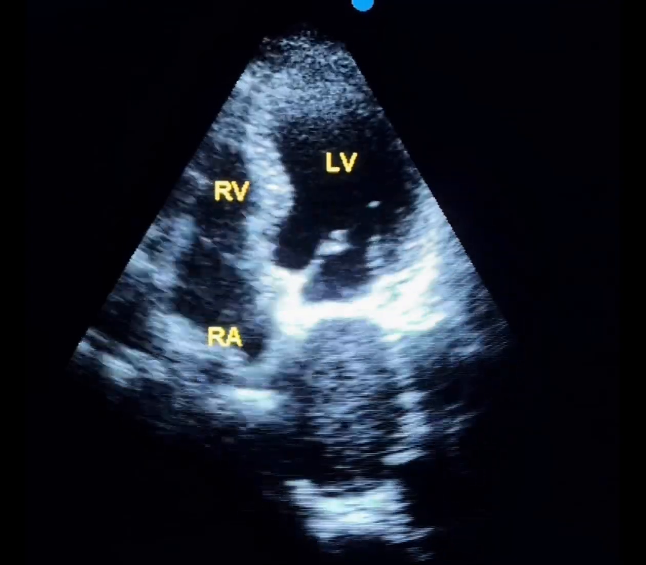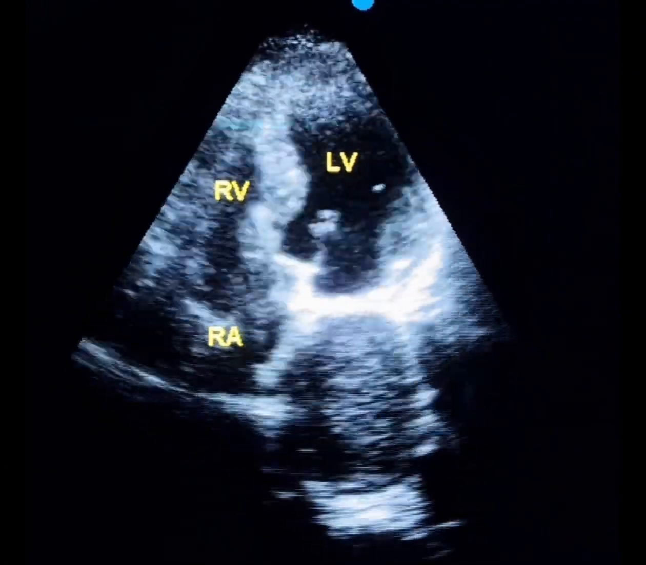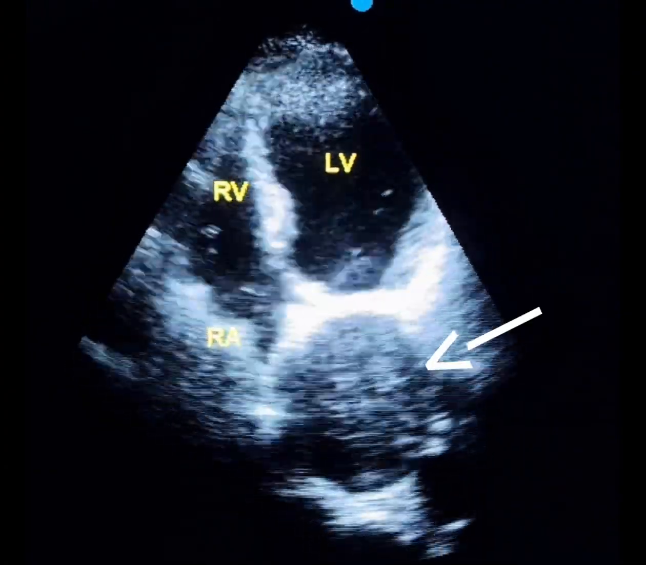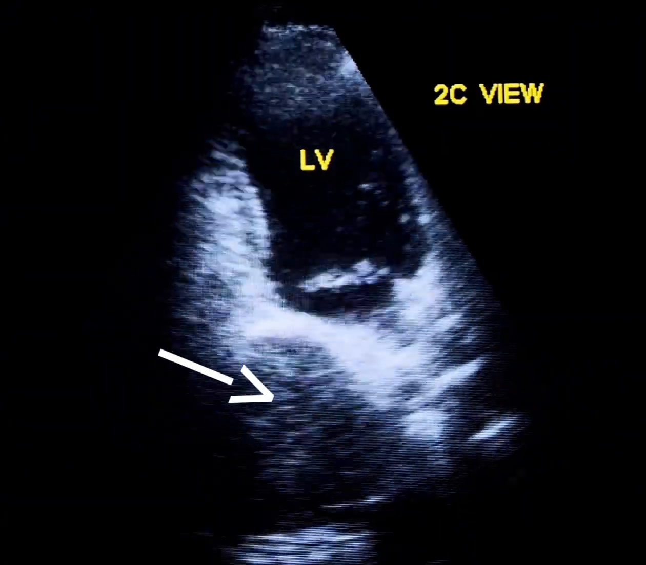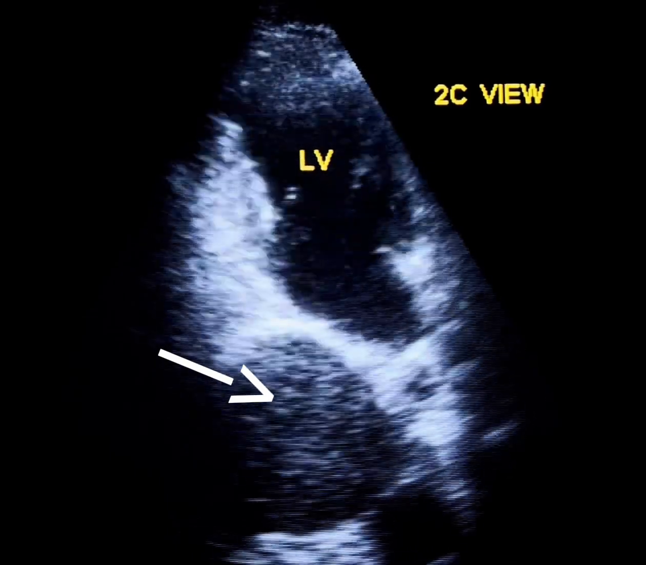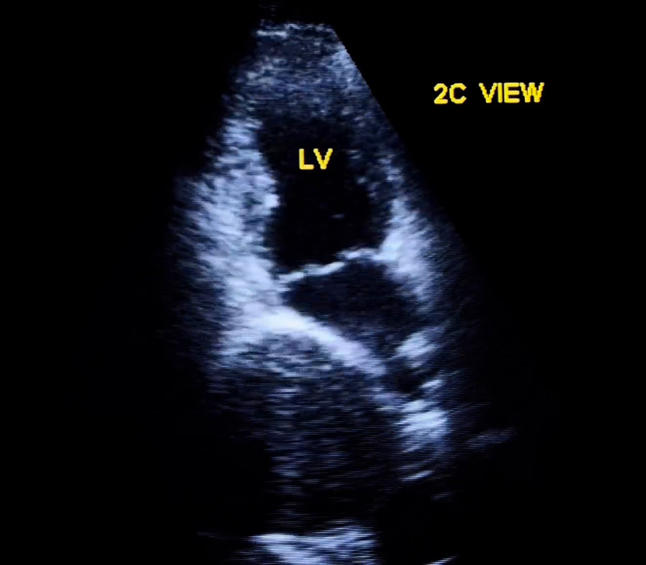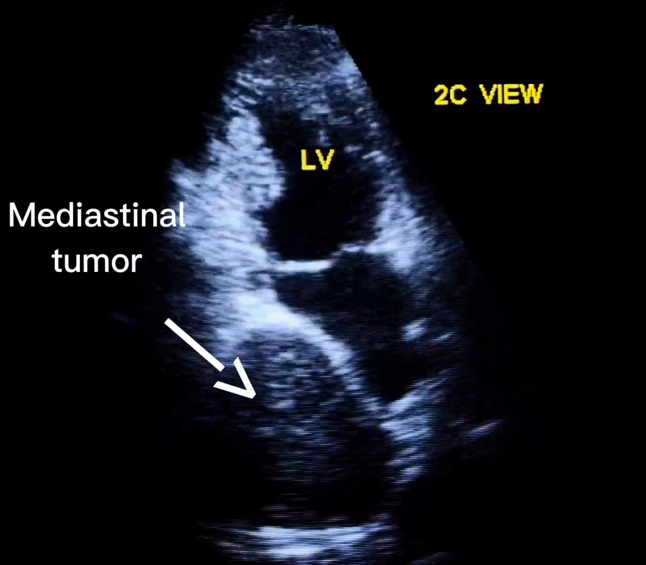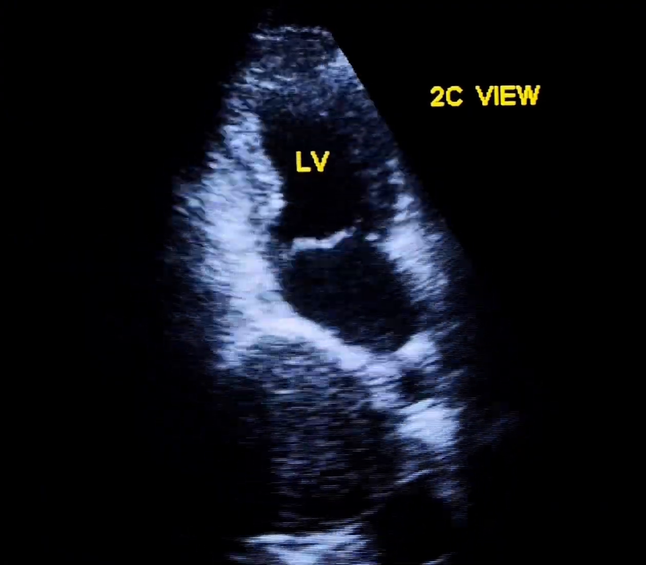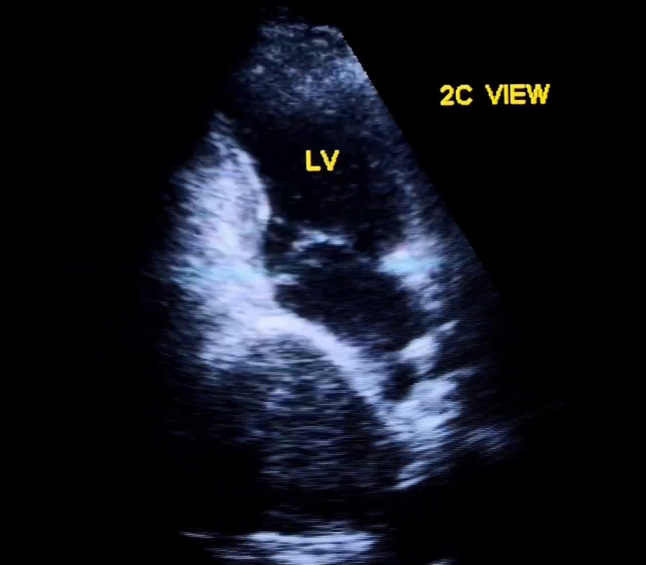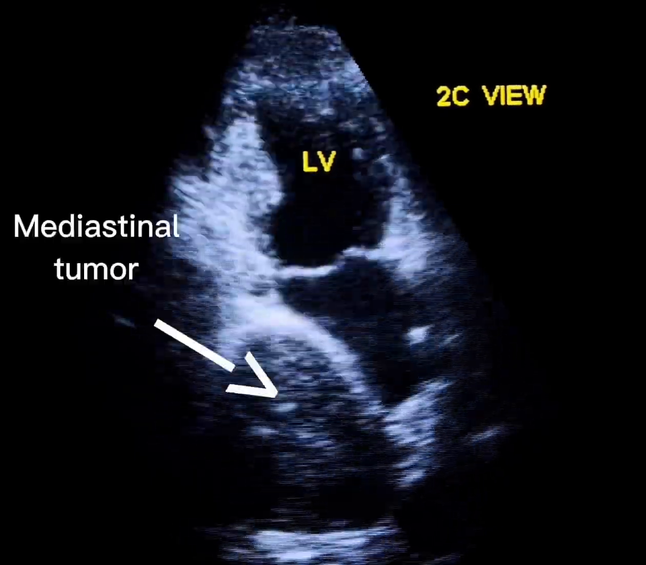Here are echo views of another patient. Again, a large left atrial mass is demonstrated, while it is a mediastinal mass. Whenever an intracardiac mass is suspected, multiple views should confirm it. A slice thickness artifact is not just interesting. It may lead to unnecessary investigations, inappropriate anticoagulation, or even surgery.